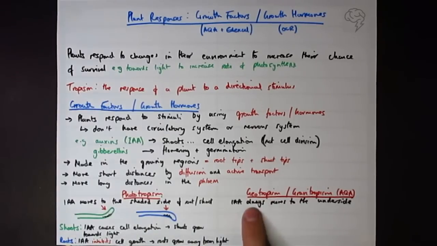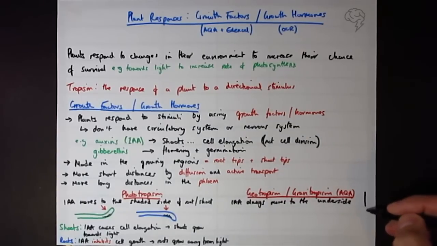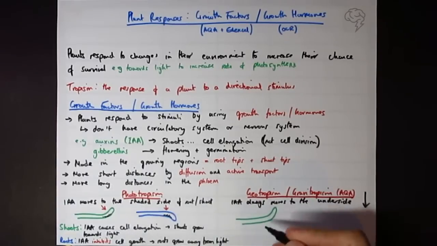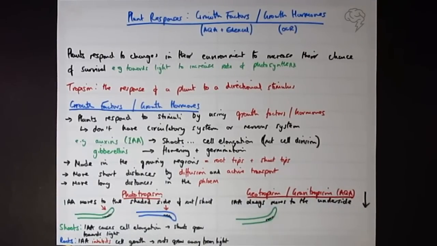Okay, so very similar thing. We can use exactly the same model on the other side. So we'll look at shoots first. We've got gravity. Obviously, we know that the force of gravity is going to be pulling straight down. Light isn't always coming straight down. In our shoots, the IAA goes to the underside. Okay, so the IAA, once again, is produced in the growing regions. It goes to the underside, which is going to cause cell elongation in the shoots, and it's going to cause it to grow away from gravity.